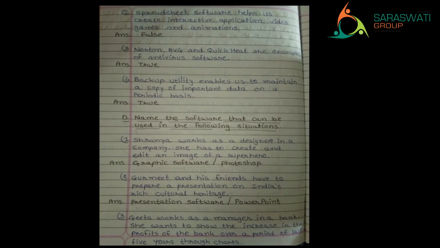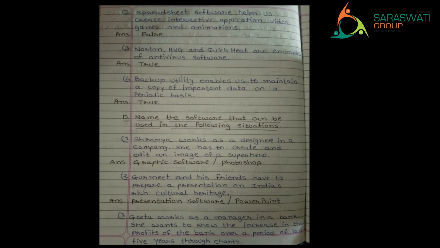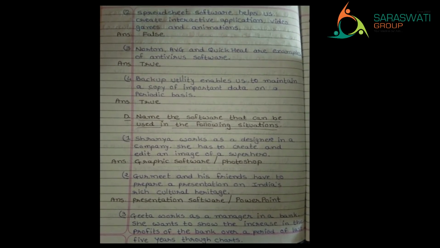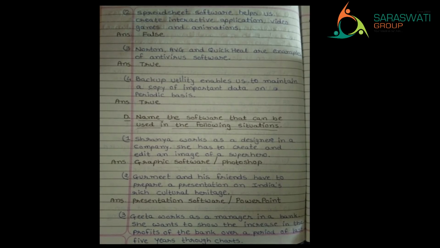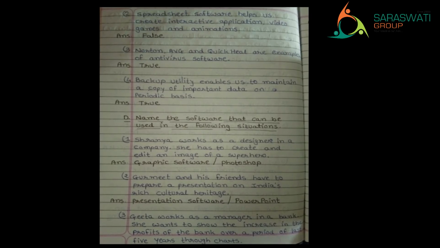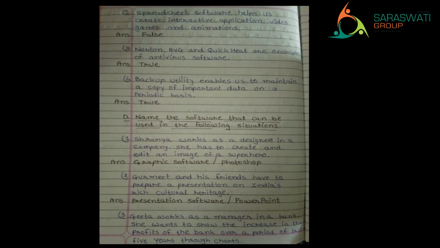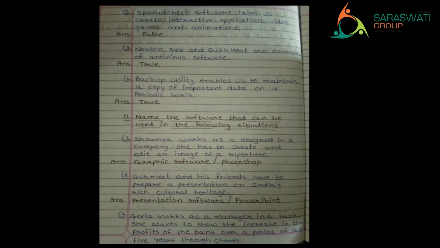Now moving further to the D section. See kids, it's a bit of a different question. What do we have to do? Name the software that can be used in the following situation. Means certain situations are given, and we just have to find out which type of software is useful. Right? Let's do that. The first one.